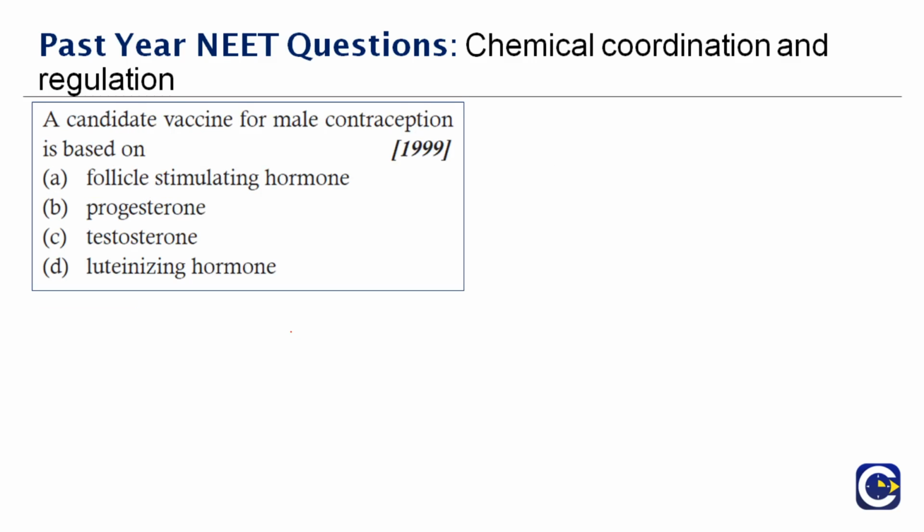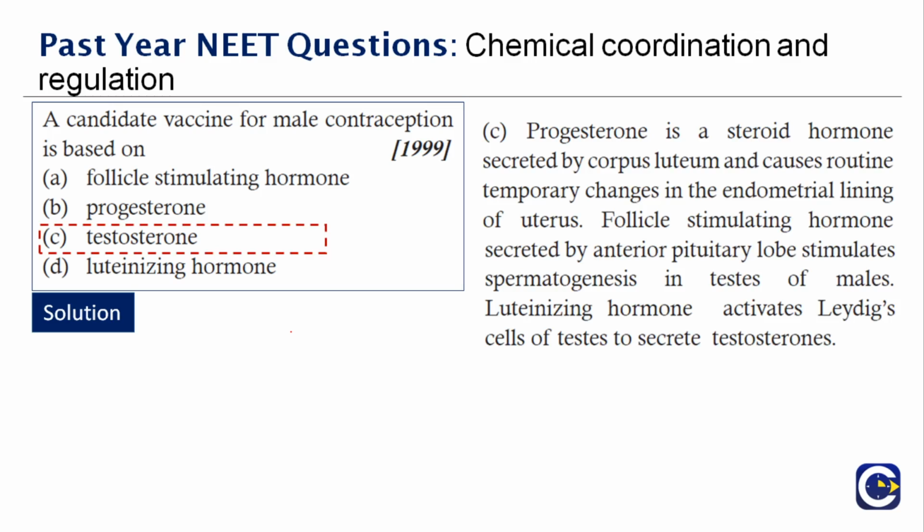Next question. A candidate vaccine for male contraception is based on dash. What is it based on? We're doing it for a male. Obviously, it will be based on the male sex hormone. So, out of 4, the right one is option C, which is testosterone. Very easy, right? So, the hint for you is in the question itself.